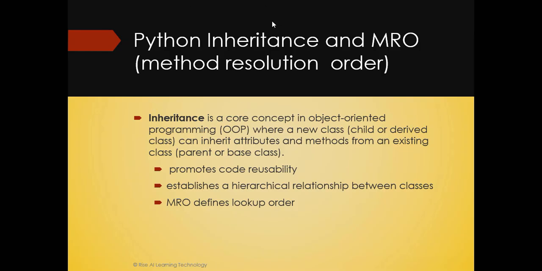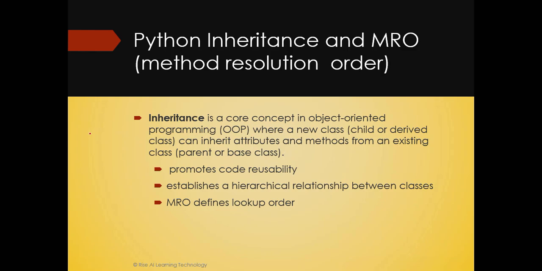Along with inheritance, we will discuss method resolution order also, because that is a critical part of inheritance. So what is inheritance? Inheritance is a core concept of object-oriented programming where a new class, the child or derived class, can inherit attributes and methods from an existing class, the parent or base class. So what does it mean?